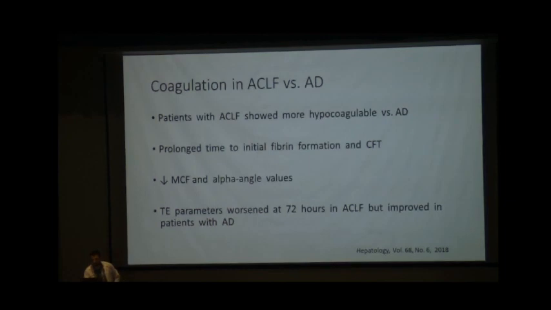So how does the coagulation differ between ACLF and acute decompensation? The patients with ACLF have a more hypocoagulable state as compared to acute decompensation. They have prolonged time to initial fibrin formation, or increased clot formation time. They have a decrease in maximum clot firmness, and the thromboelastography parameters worsened in ACLF, but they improved in patients with acute decompensation.